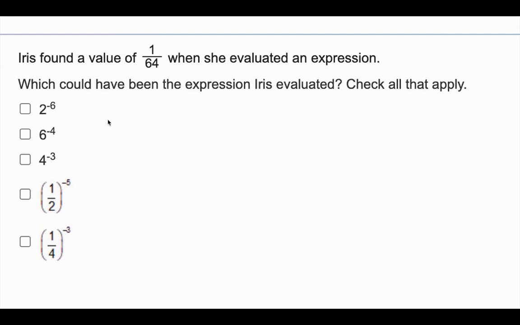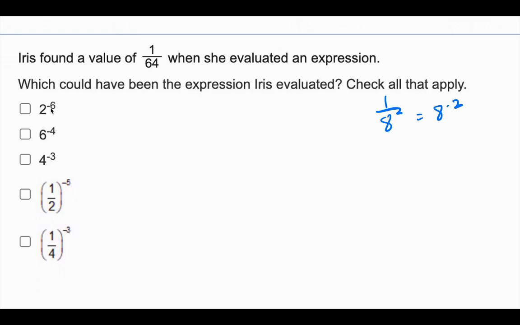So what about this one? Iris found a value of 1 over 64, which could have been the expression Iris evaluated. So there's more than one way to get 64, right? 64, I can think of one as 8 squared. So I can have 1 over 8 squared, which is 8 to the negative 2. Now that's none of my answers, so I'm like, okay, well, let's try something else.